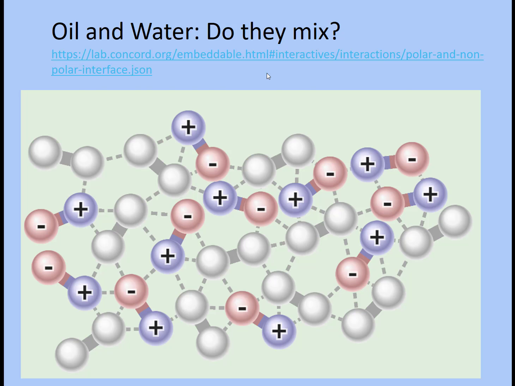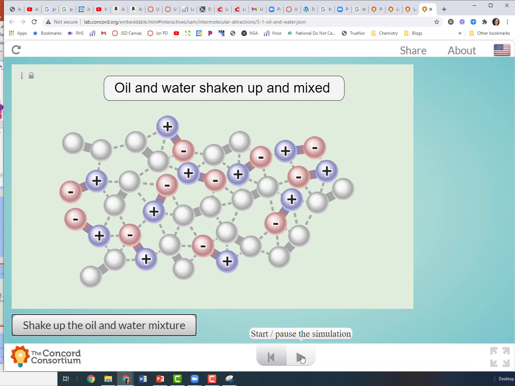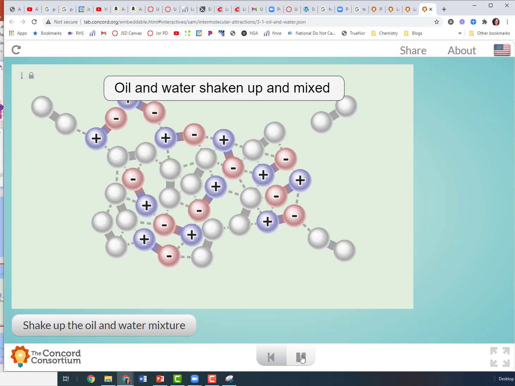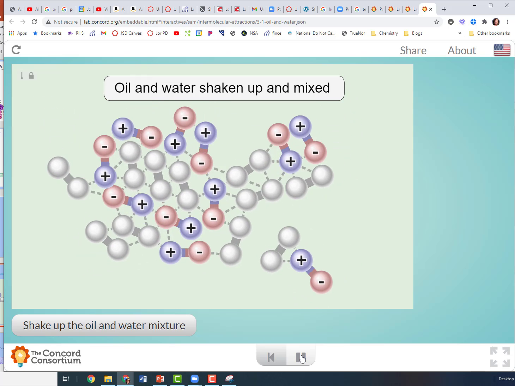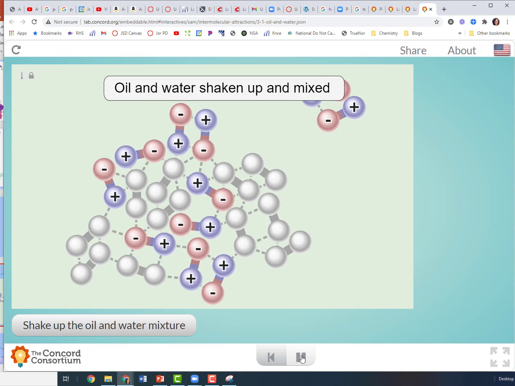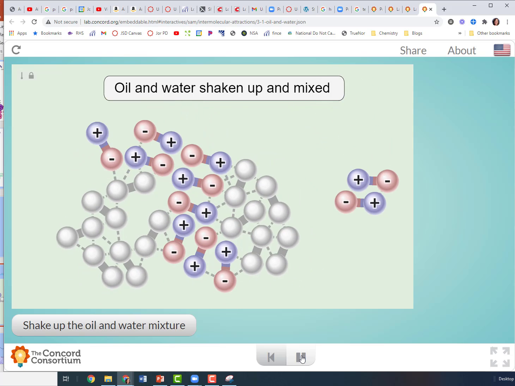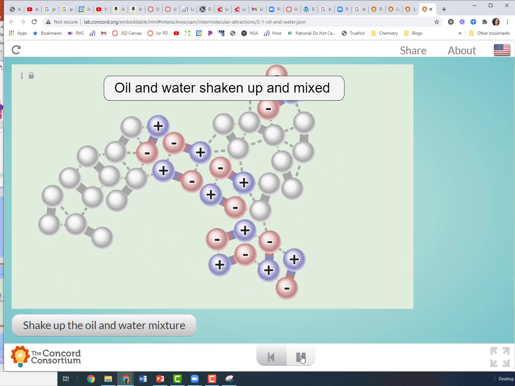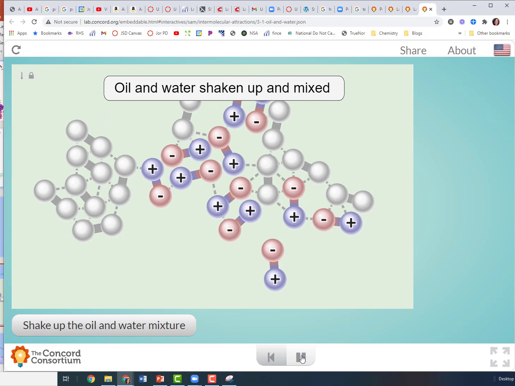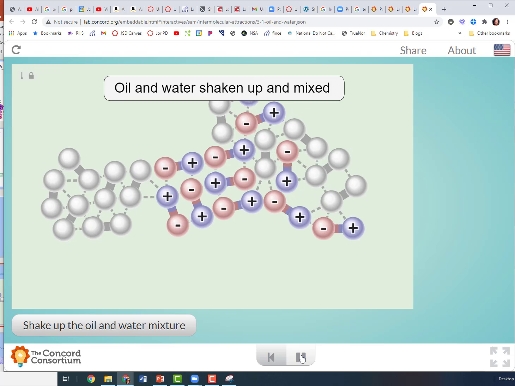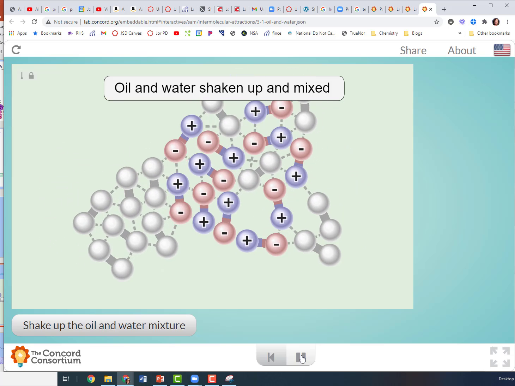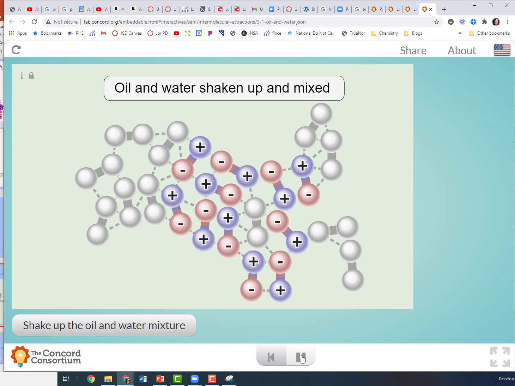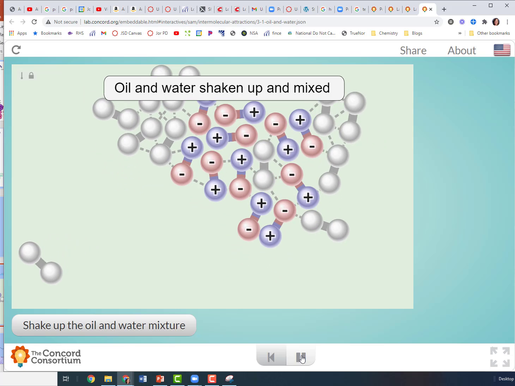And we're going to let this simulation run. So we're going to shake up the oil and water mixture. And we're going to see just with the collisions that the polar molecules, they are going to be attracted to each other, and so they will start to clump together. And you will see the nonpolar molecules, they will get isolated out. They all have dispersion forces, but you also have a stronger dipole-dipole and hydrogen bonding between the water molecules. And so you are going to see them clump together because there are stronger interactions with water molecule to water molecule. So eventually you will see that they will be separated.